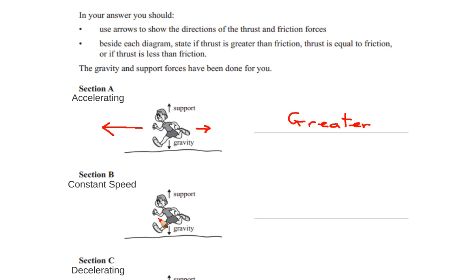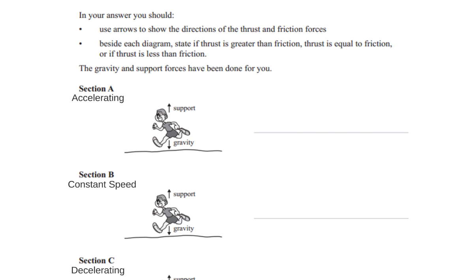Now, section B here, the runner, if he's moving at a constant speed, then the thrust force must be the same size as the friction force. So in this case, they're the same or equal. If he's moving at a constant speed, his motion isn't changing, so the forces must be balanced. And that's the one that always trips people up. They think he's moving forward, there must be a force forward. Well, think of Bender in space. In space, if there's no forces acting on something, it can still drift. So a constant speed means the forces are actually balanced.